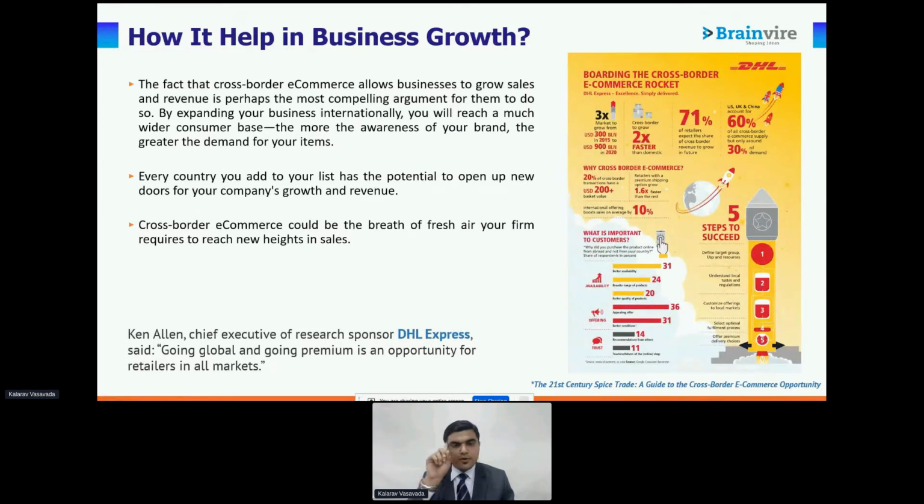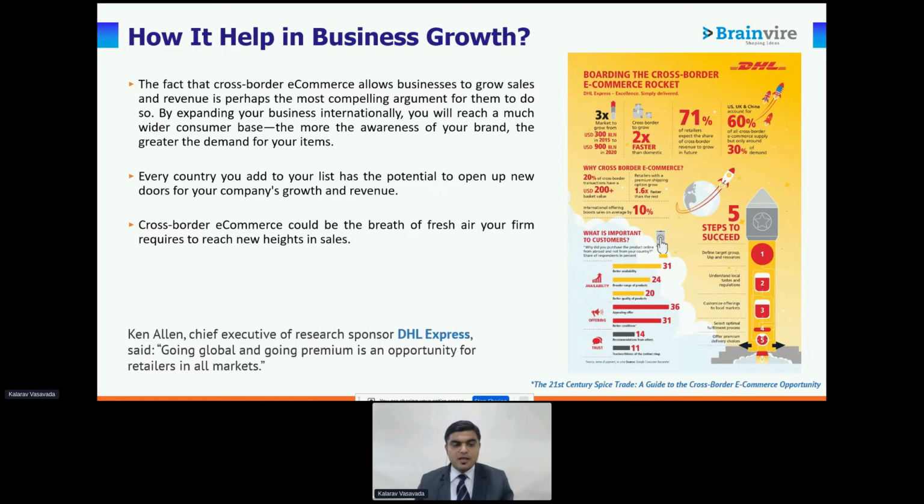So for example, if you are situated in APAC, and you want to do business in the UK or US, then you need to identify a place in APAC where you can set up your warehouses and your logistics systems and everything, so that your taxation and your traveling costs and everything can be bare minimum, and then you can enjoy a breath of fresh air for your firm, required to achieve new heights in sales.